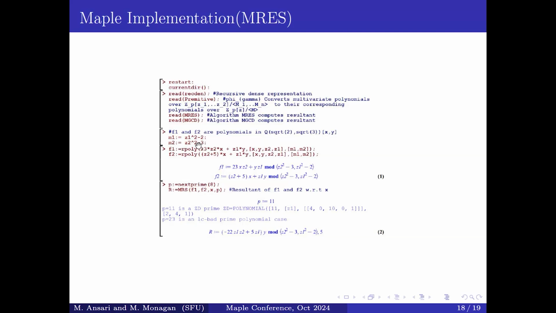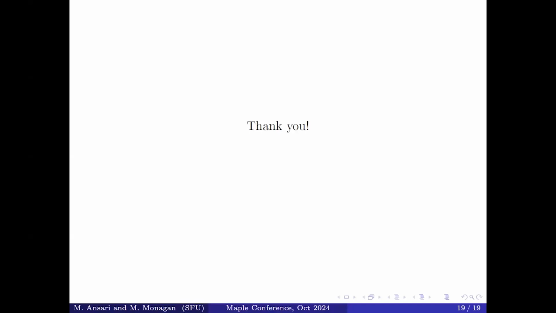Let M1 and M2 be the minimal polynomials of our algebraic number fields, and F1 and F2 be those two polynomials that we want to find their resultant with respect to x. As you can see, F1 and F2 are two polynomials over Q adjoined a square root of 3 and a square root of 2. When we call MRES, our code actually prints the problematic primes as well. I didn't talk about them, but I encourage you to take a look at our papers. That's my talk. Thank you so much for your attention.